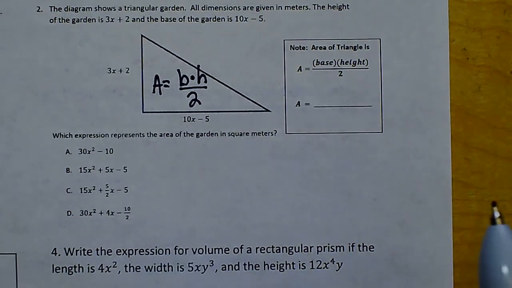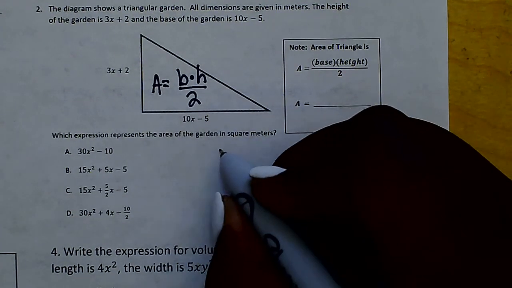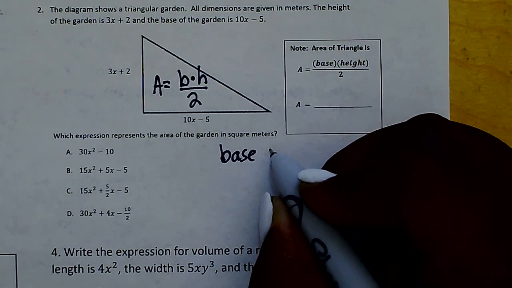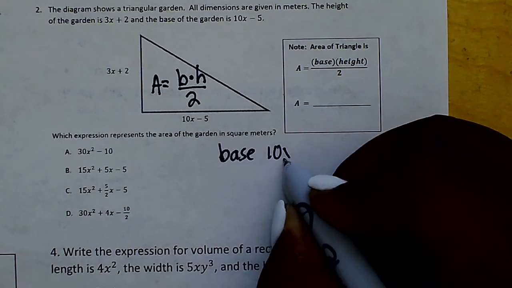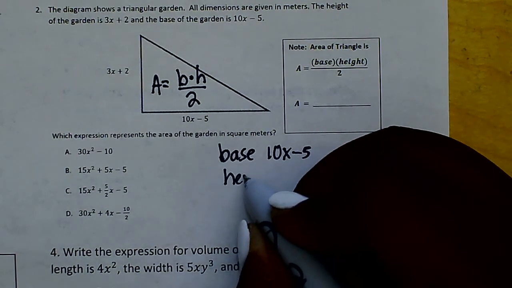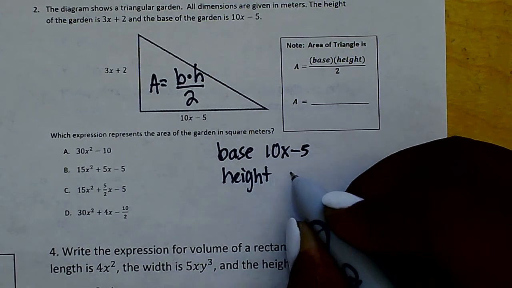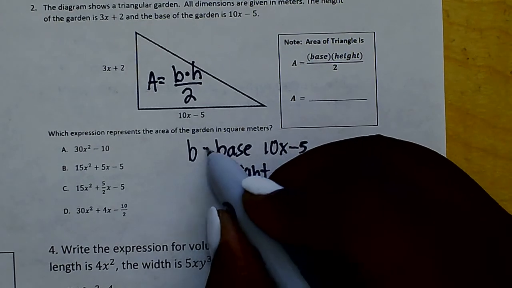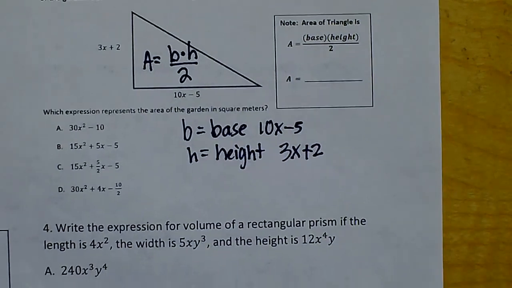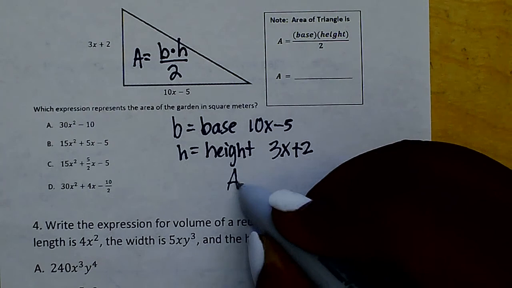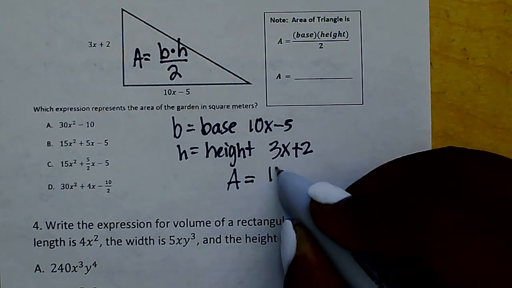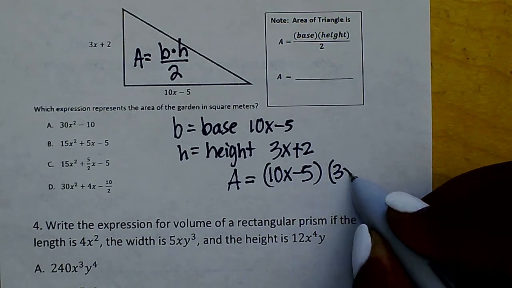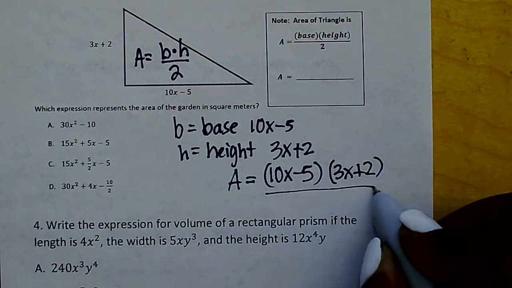So the first step is to actually write the equation. We know our base was equal to 10x minus 5, and our height from the equation is 3x plus 2. This is our B, this is our H. So our formula is your base, which is 10x minus 5, times the height, which is 3x plus 2, all divided by 2.